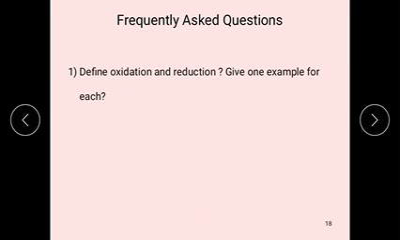Copper plus 2 gains two electrons, then it converts to copper. When zinc loses two electrons, it converts to zinc plus 2. At the same time, the lost electrons of zinc are gained by copper plus 2, and it converts to copper. Then it is also a redox reaction. Thank you.